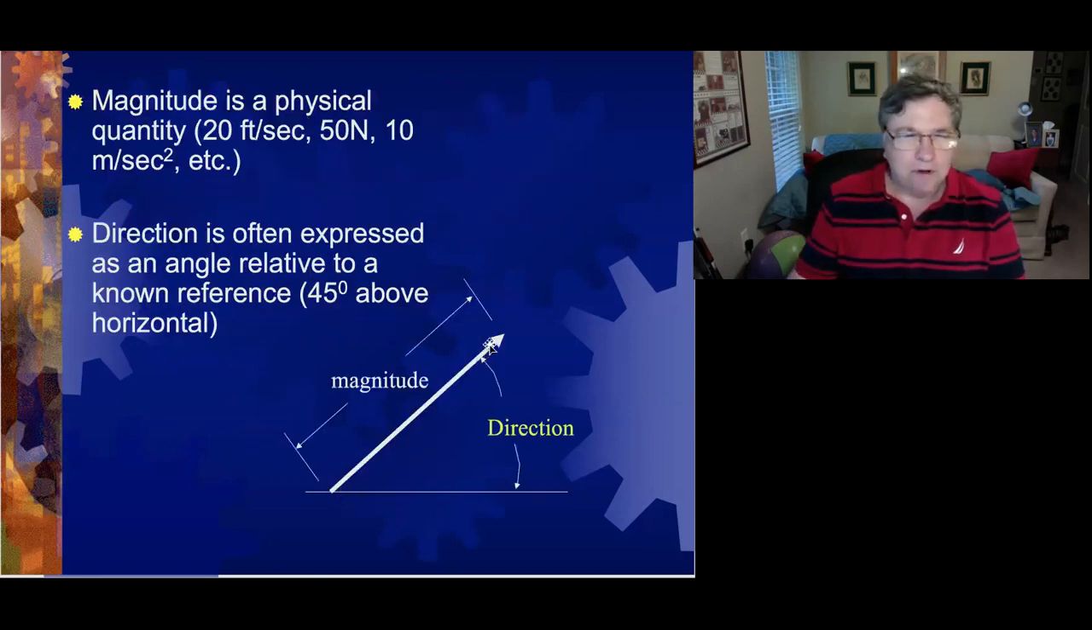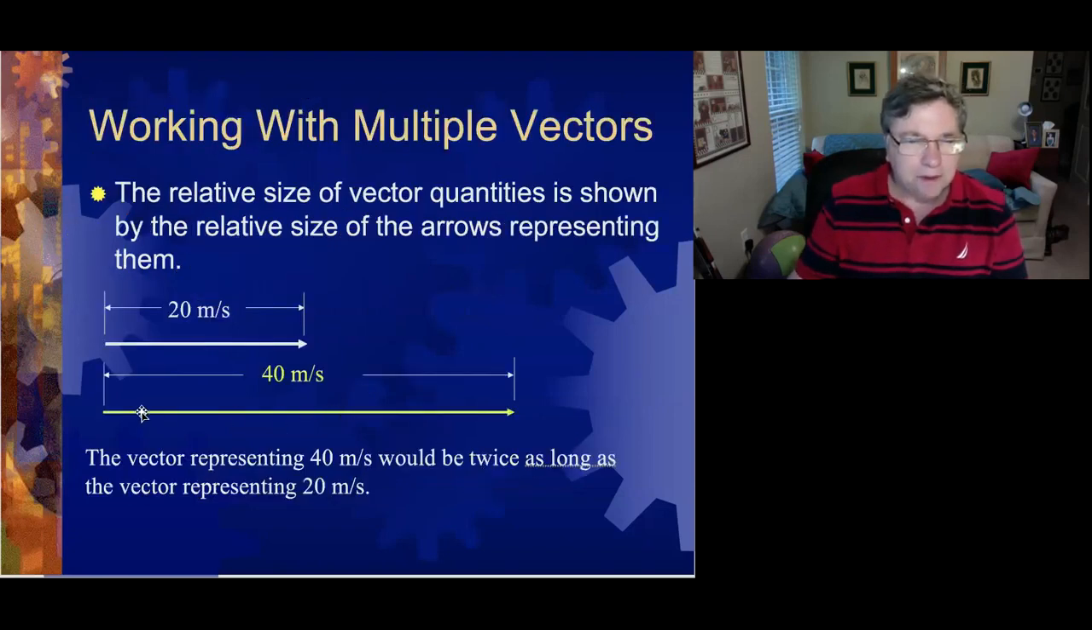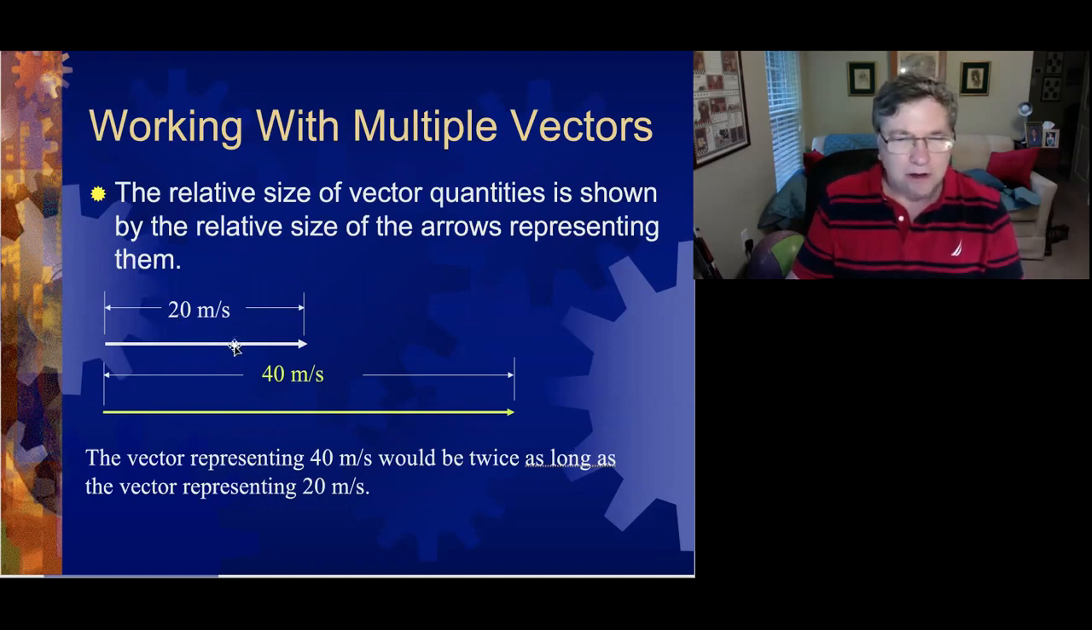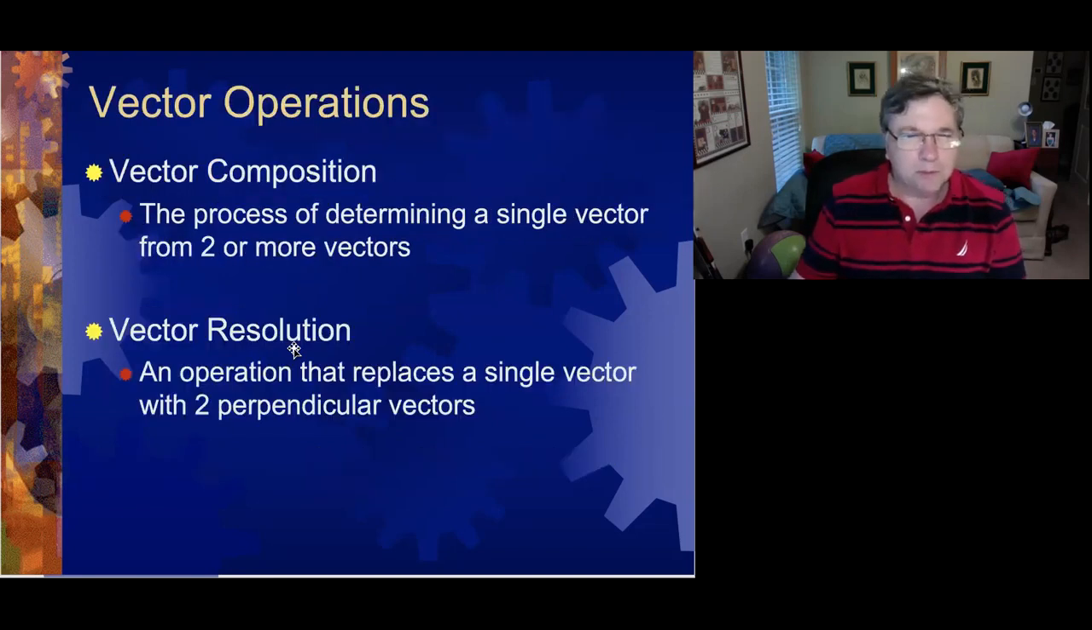So for example, if we have a ball traveling at 20 feet per second and it's initially hit at a projectile angle of 45 degrees above horizontal, it'll look something like that. Again, take a car moving at 40 meters per second, that's about 85 miles an hour. That vector is going to be twice as long as a vector representing that same vehicle traveling at 20 meters per second. There are two basic operations that we'll do.